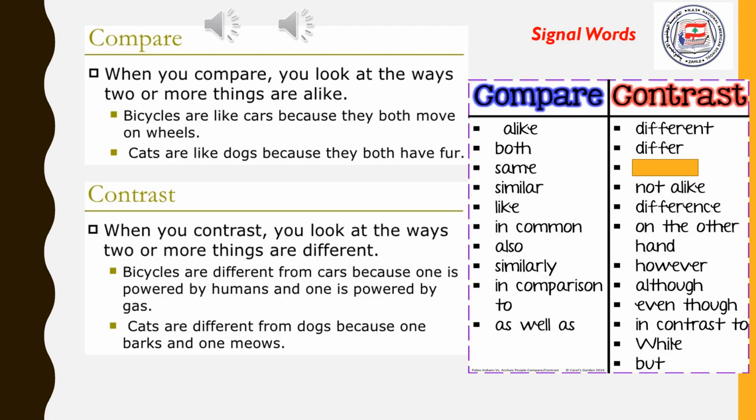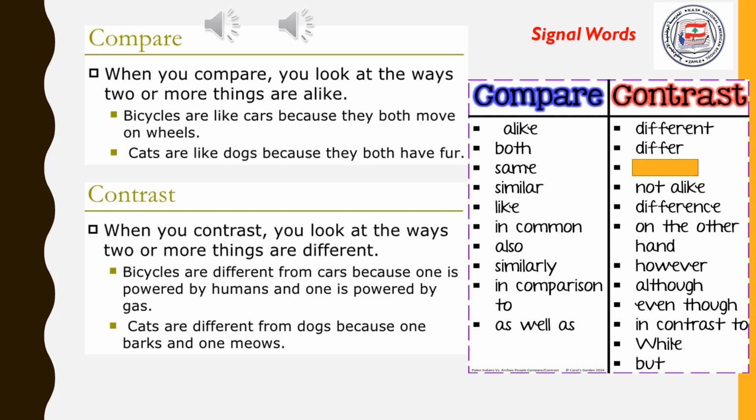To start with, let's see how we compare two or more things that are alike. Example: bicycles are like cars because they both move on wheels. There is a signal word that shows us bicycles and cars are the same: the word like and the word both. Both is a signal word that shows comparison. Cats are like dogs because they both have fur. Also here, the clue word is both.